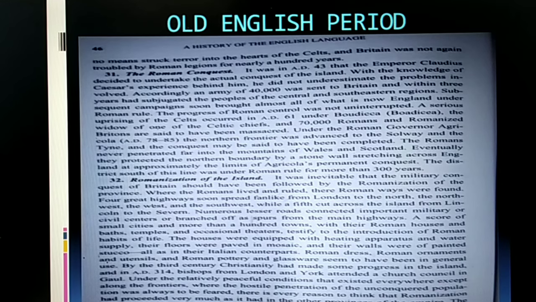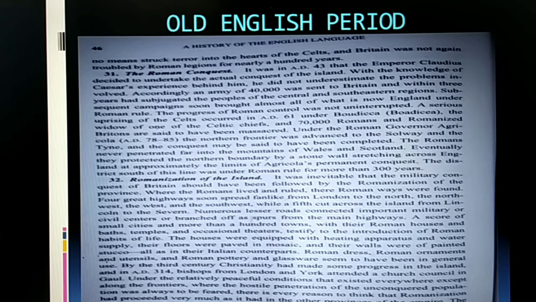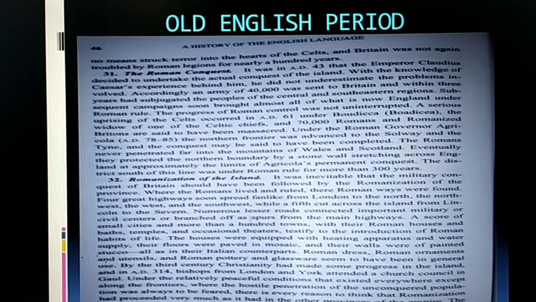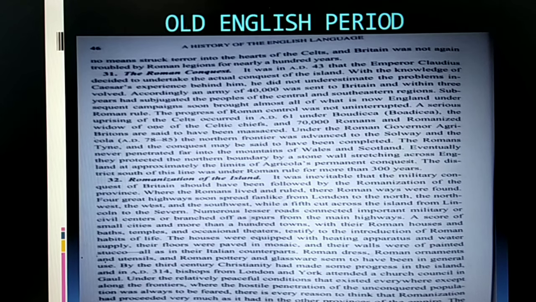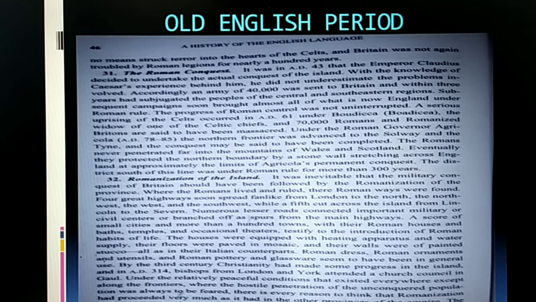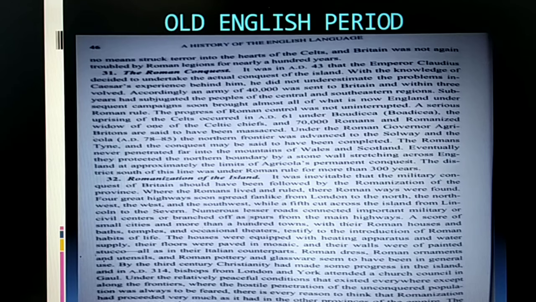The Roman conquest. It was in AD 43 that the Roman Emperor Claudius decided to undertake the actual conquest of the island. With the knowledge of Caesar's experience behind him, he did not underestimate the problems involved. Accordingly, an army of 40,000 was sent to Britain, and within 3 years had subjugated the people of the central and southeastern regions. Subsequent campaigns soon brought almost all of what is now England under Roman rule.